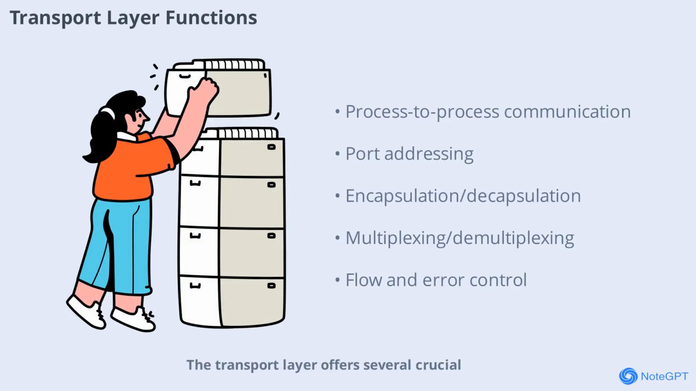The transport layer offers several crucial services to ensure smooth communication between applications. These include process-to-process communication, addressing via port numbers, encapsulation and decapsulation of data, multiplexing and demultiplexing, flow control, error control, and congestion control. Each of these services plays a vital role in managing how data is packaged, transmitted, and received, ensuring that information reaches the correct application process without loss or duplication. Understanding these functions is key to grasping the transport layer's importance in network communication.